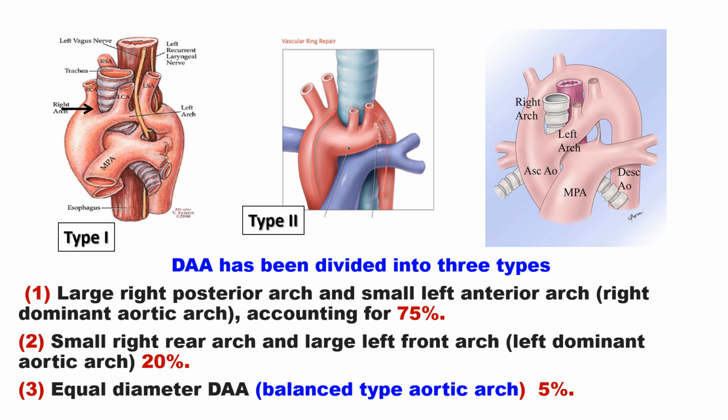Type 2, small right posterior arch and large left anterior arch, is described as left dominant aortic arch, which comprises 20%. Type 3, equal diameter of double aortic arch, a balanced type, right and left, which accounts for 5%.